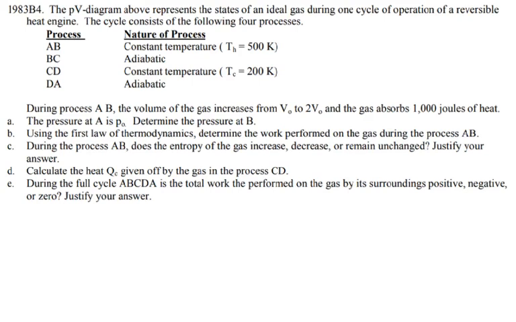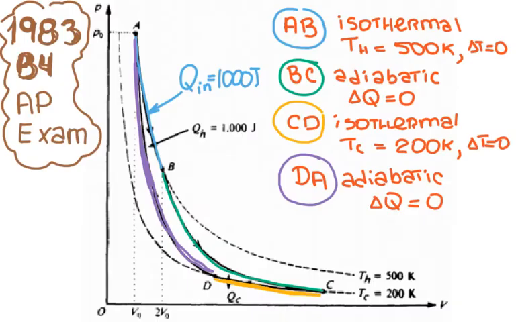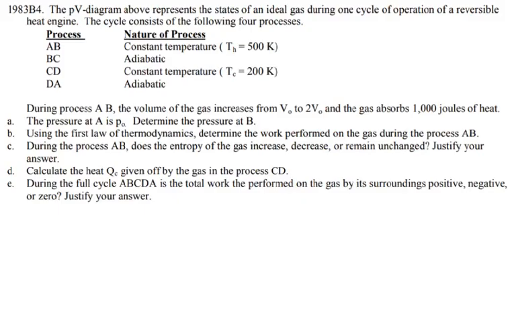In A, they ask, the pressure at A is P sub 0. You have V sub 0 and 2V sub 0. And here are your points: A, B, C, and D. So the pressure at A is P sub 0. Determine the pressure at B.